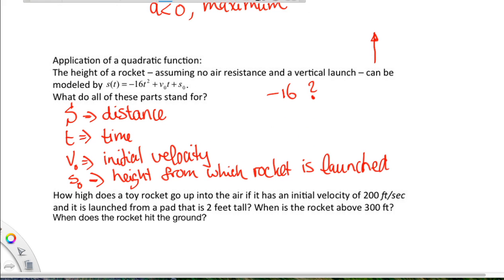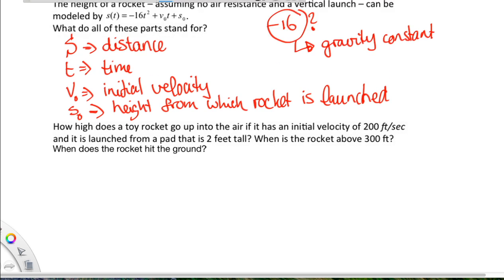So when we did the marble drop, when we had the marble and we just dropped it, what acted on the marble? Well, that was gravity, and gravity is a constant. This is the gravity constant. It represents the fact that when you shoot a marble up, gravity keeps pulling it down, so it's a negative force relative to the force up. Okay? So the negative 16 somehow represents our gravity.